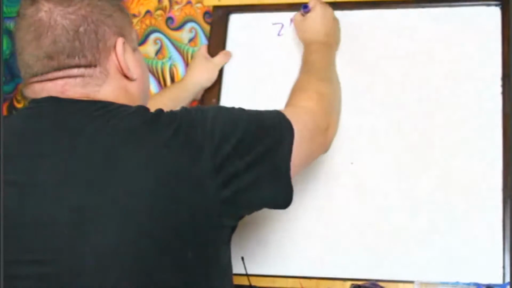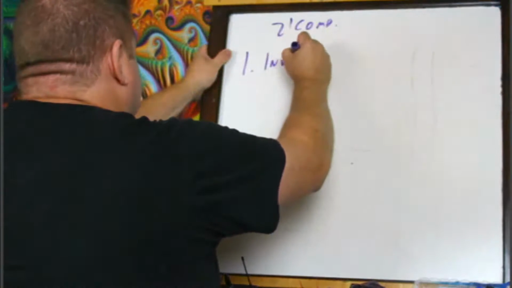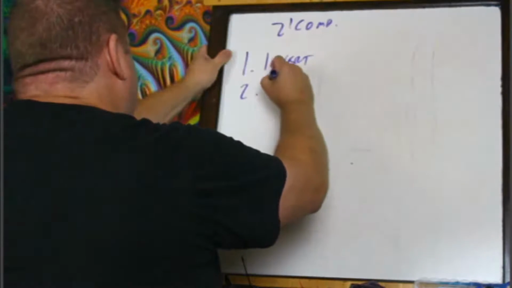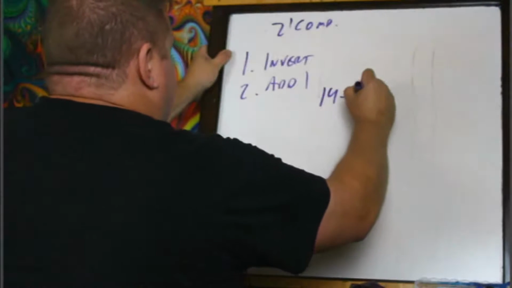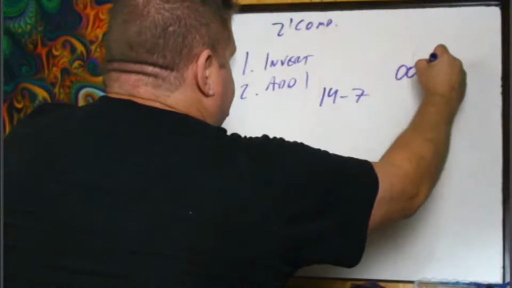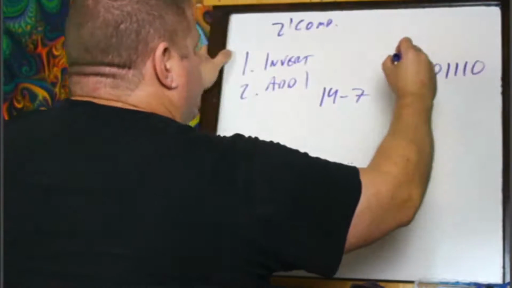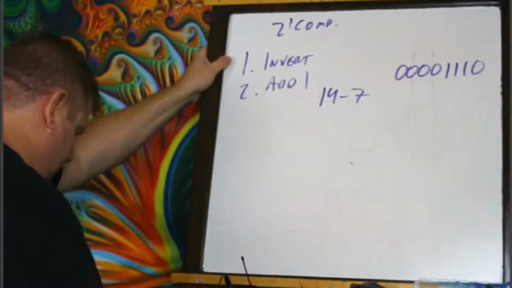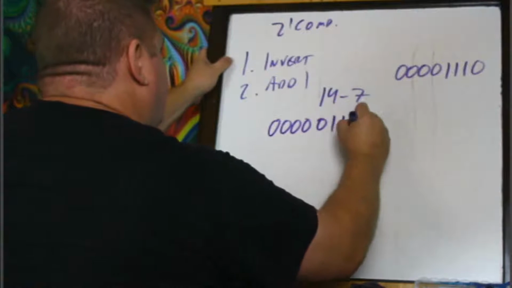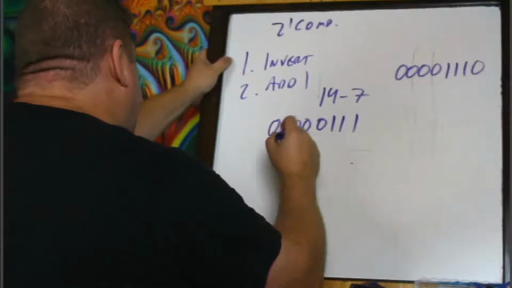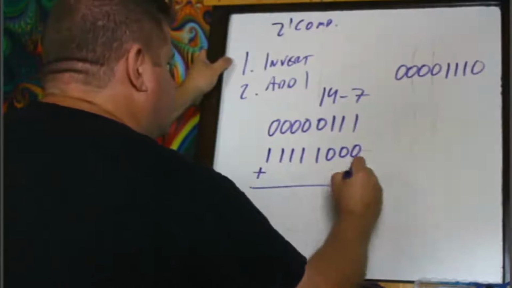So 2's complement, and then you add. So 14 minus 7, we already said that this is 0, 0, 0, 0, 1, 1, 1, 0. And the 7 we came up with was 0, 0, 0, 0, 0, 1, 1, 1. And we go ahead and invert them all: 1, 1, 1, 1, 1, 0, 0, 0. Then we add the 1.